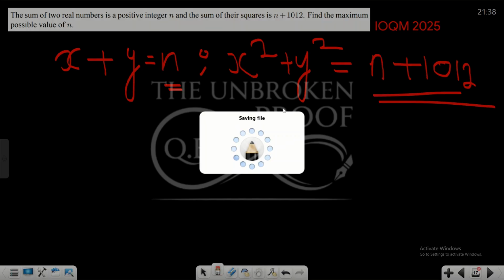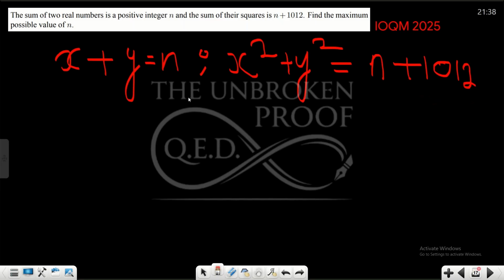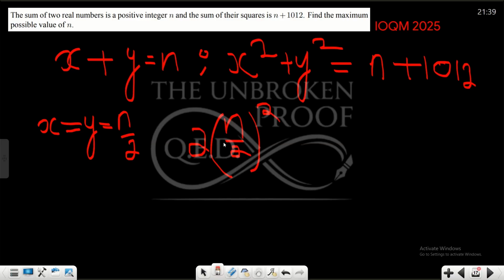So one thing is visible, that if we keep x equal to y equal to n by 2, then automatically n will get maximized. This also can be proved by calculus. If you are someone preparing for JEE, then using calculus also you can prove that x equal to y equal to n by 2. Now if we substitute it in this equation, then it is going to be n by 2 whole square, and then you will get a 2 times because x is equal to y, and this should be equal to n plus 1012.